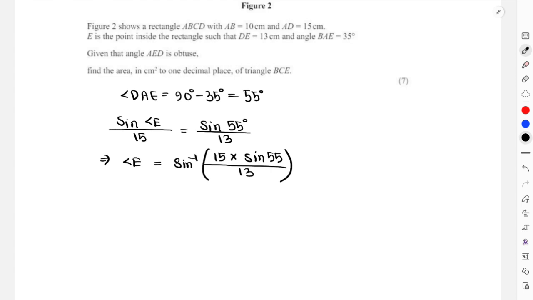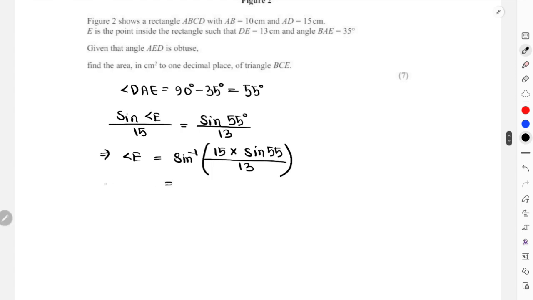This was actually in radians. One minute. Over here you have to shift your calculator back into degrees, by the way. Sine 55 divided by 13. This gives you 70.9 degrees, but it was already stated that angle AEC was an obtuse angle, so 70.9 degrees will not be accepted. We have to find the second angle, which is 180 minus 70.9 degrees.